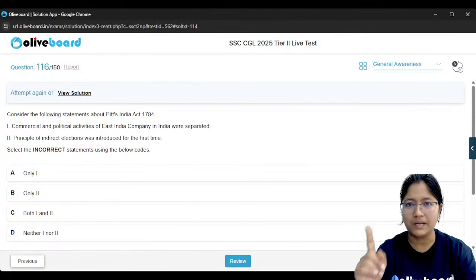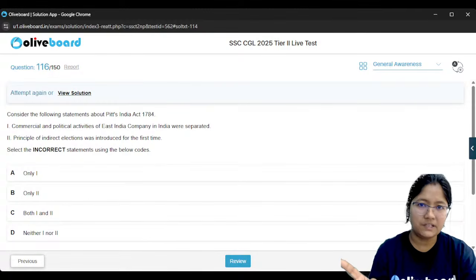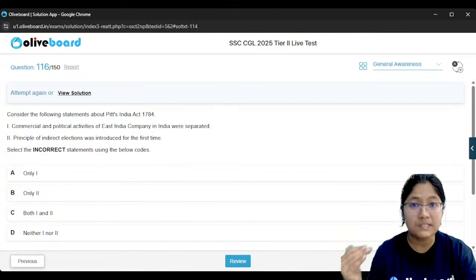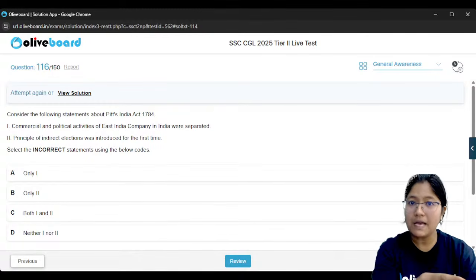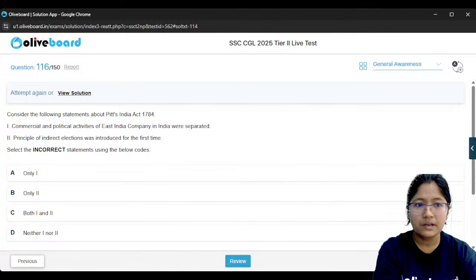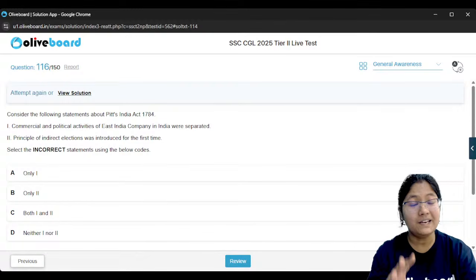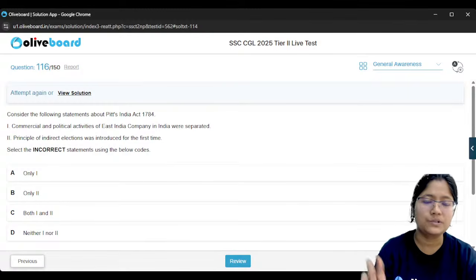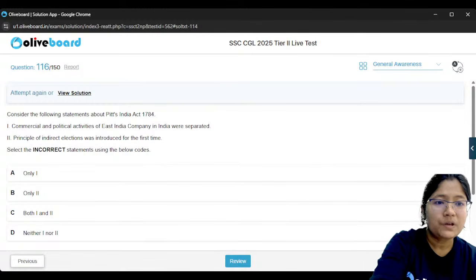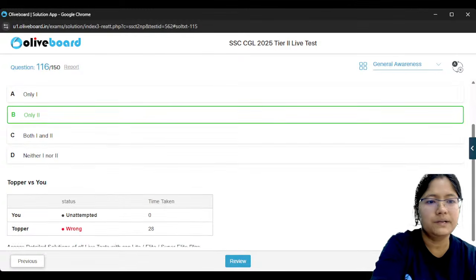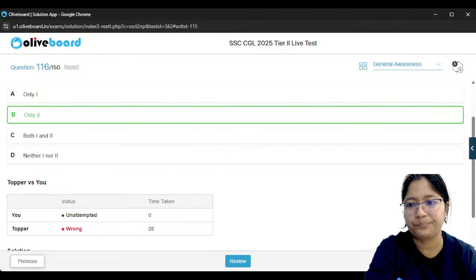First we have the Regulating Act of 1773. Then we have the Pitt's India Act of 1784. Then we have the Councils Act. So this Pitt's India Act is just the beginning stage act, just after the Regulating Act. Can you imagine indirect elections happening for the first time here? No, that was in 1892, the Indian Councils Act. So statement 2 is incorrect. So B only will be the correct answer. B only. Okay, only 2.